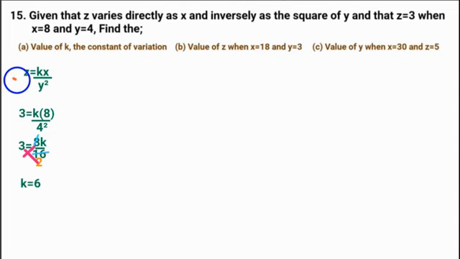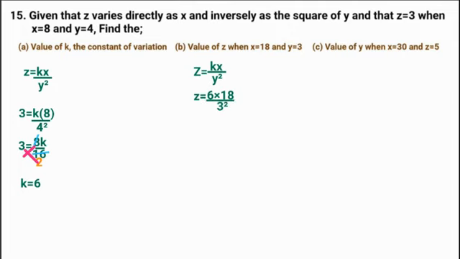Okay, we're going to use that formula again. So we're going to write z is equal to kx over y squared. Then we want to find the value of z. We found that k is equal to 6, so we're going to write 6 multiplied by the value of x from the statement, which is 18, over the value of y, which we are told is 3, so 3 squared.